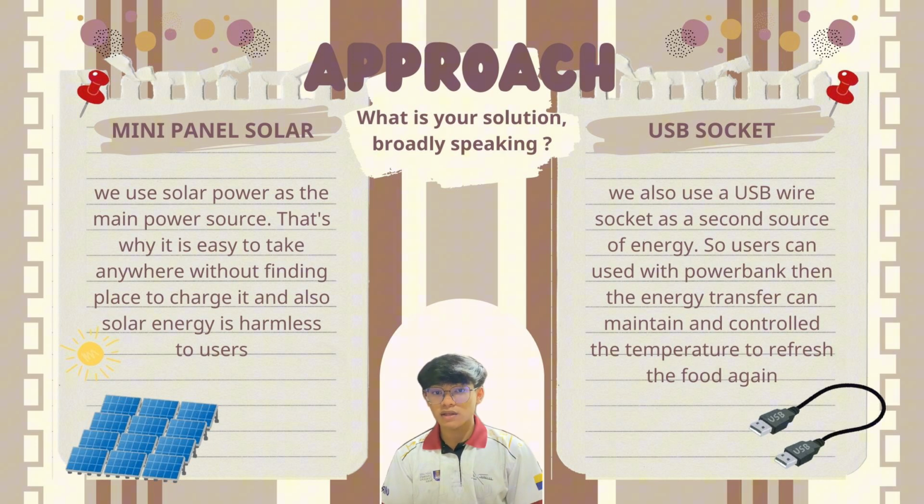Alright, the next one is the USB socket. We also use a USB wire socket as a second source of energy. So the user can use a power bank, then the energy transfer can maintain and control the temperature to refresh the food again. So the food will be warm and can be eaten happily.